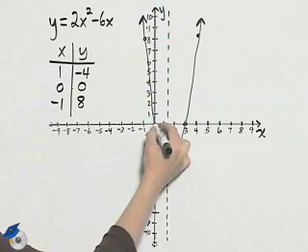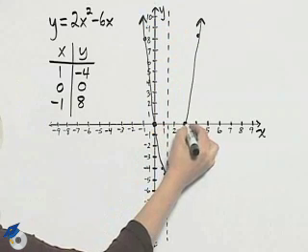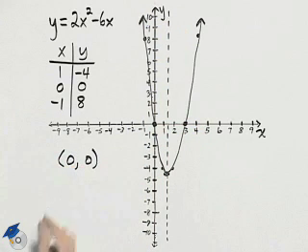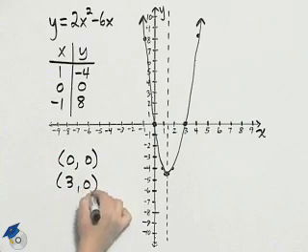So now we're able to answer the question, what are the x-intercepts? We see that it crosses the x-axis here and here. So the coordinates of the x-intercepts are 0, 0, and 3, 0.